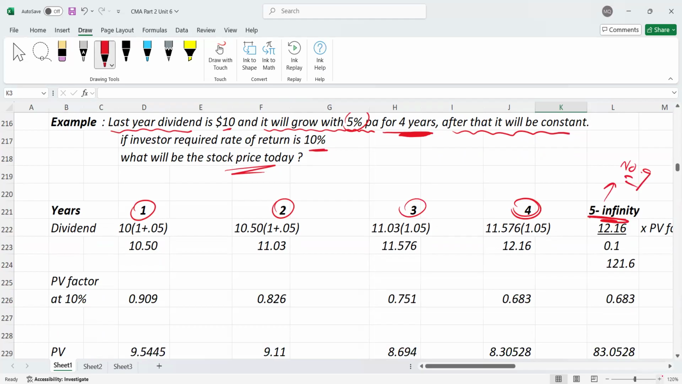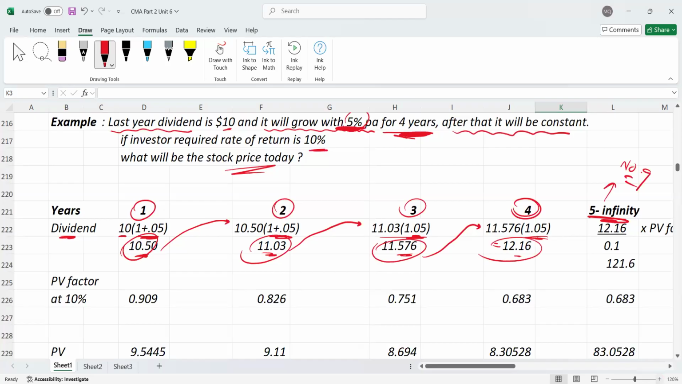If I want to write the dividend, which is cash flows, I'll take last year dividend into 1 plus growth. Growth is 1 plus 0.05, right? 5% for 4 years. So it will be dividend for the first year. Then I'll take first year dividend into again 1 plus growth, and it will be dividend for the second year. Then I'll take dividend of the second year again into 1 plus growth, and I'll get dividend for the third year. Again, I'll take third year dividend into 1 plus growth, and I'll get the dividend of the fourth year. So I got the first year dividend, second year dividend, third year dividend, and fourth year dividend.